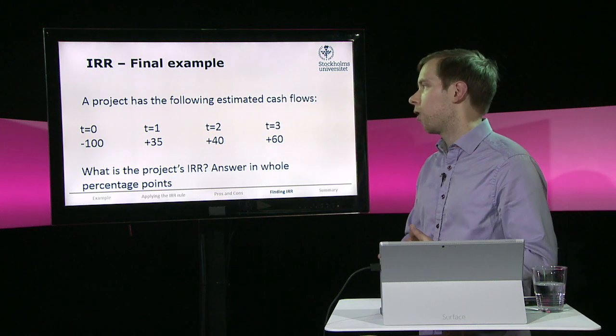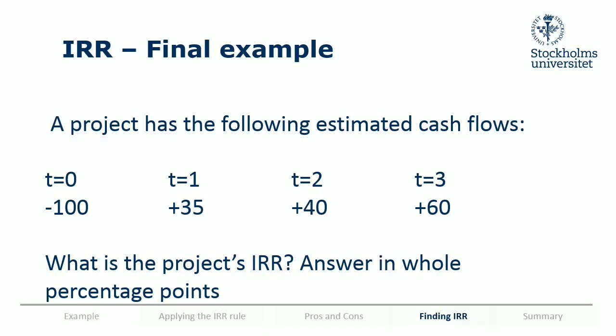We have a project with the following estimated cash flows. Today, we have a cost of 100. In 1 year's time, we receive 35. In 2 years' time, we receive 40. And in 3 years' time, we receive 60. What is the project's IRR? And we should answer in whole percentage points. It's very important to remember that when you're doing it by hand and not using a computer, you won't get an exact answer. But you could say that it's 15% and not 14%, for example. That's possible, and that's what we're going to do now.